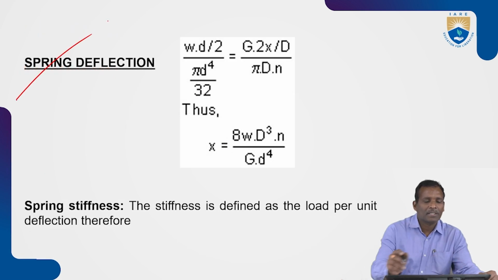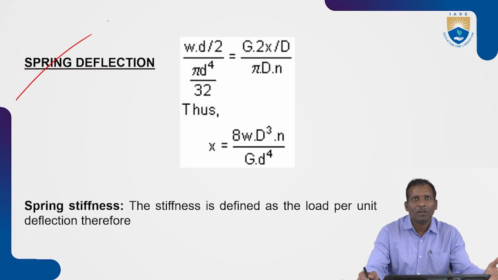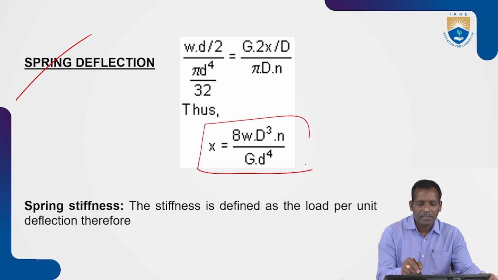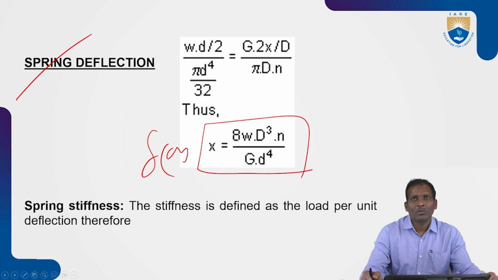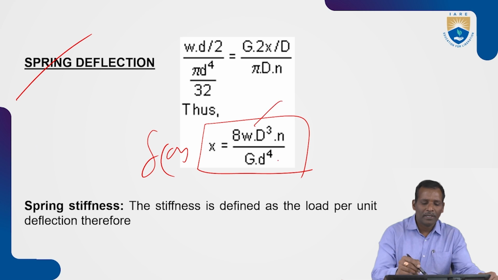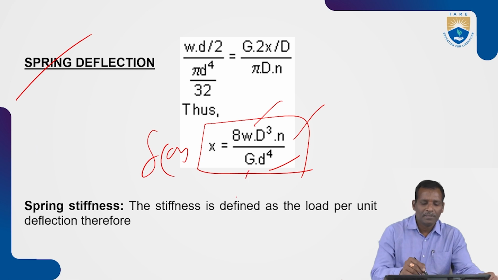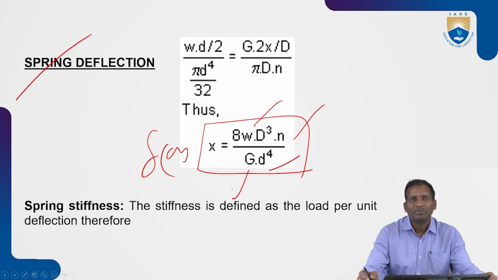Next, spring deflection. So what is the formula? You can write the spring deflection, x or delta, equals 8 W D cube N by G d to the power of 4. Capital D is the coil diameter and small d is the wire diameter. N is the number of coils, W is the load applied, and G is the modulus of rigidity.